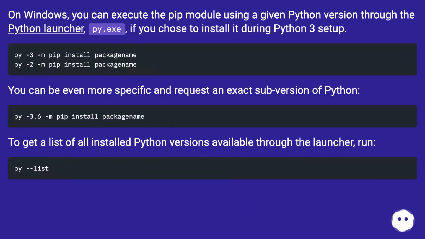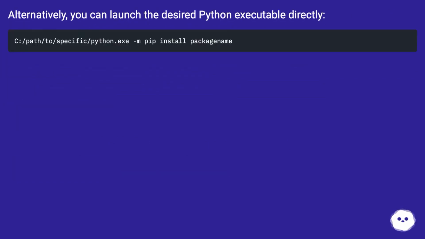On Windows, you can execute the pip module using a given Python version through the Python launcher, py.exe, if you chose to install it during Python 3 setup. You can be even more specific and request an exact subversion of Python. To get a list of all installed Python versions available through the launcher, run. Alternatively, you can launch the desired Python executable directly.